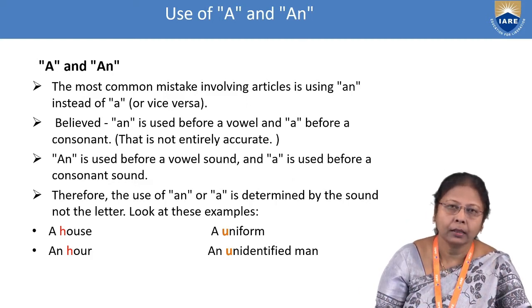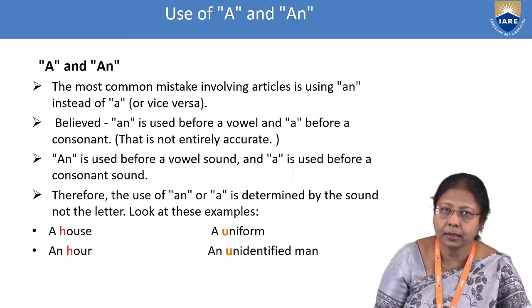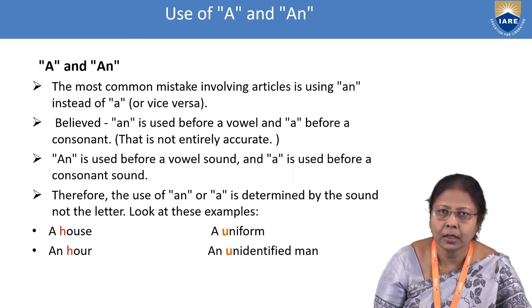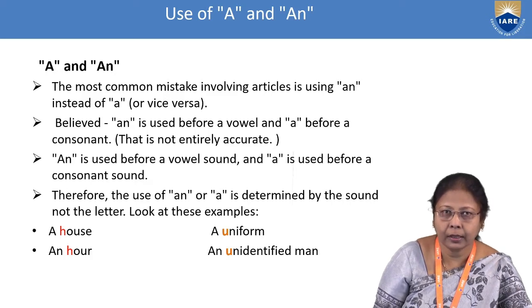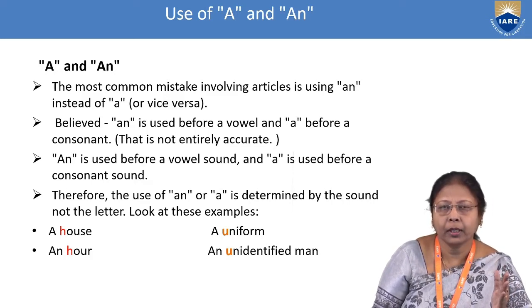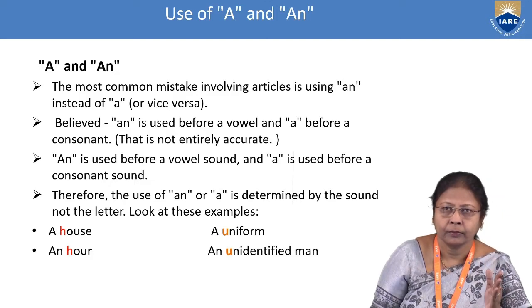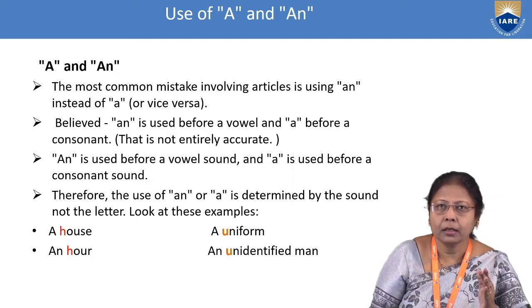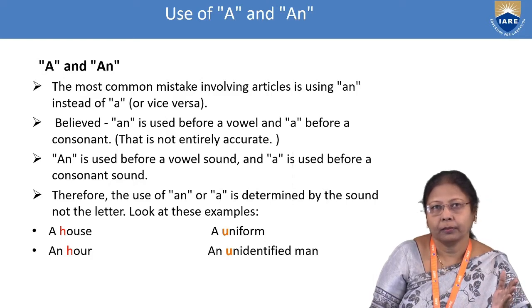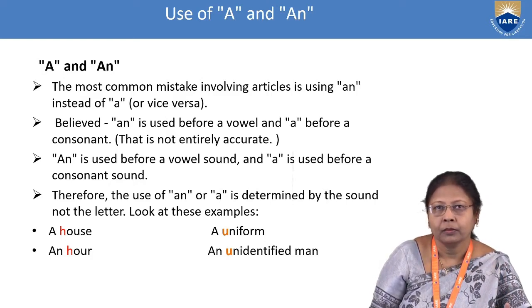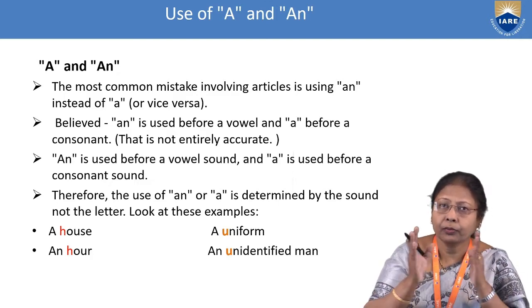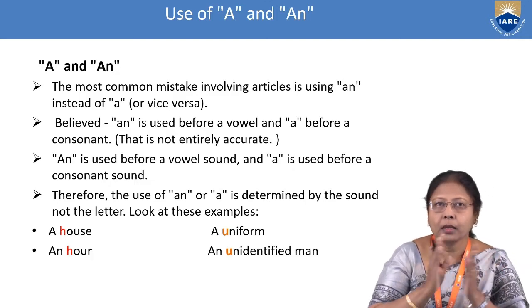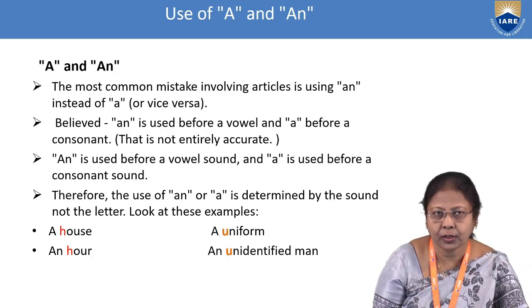So it is believed that an is used before vowels. Just now we discussed vowels: A, E, I, O, U. These are vowel letters. So many people believe that before vowel letters, an is used. But it is not correct. Not before vowel letters, but before vowel sounds. We have to rectify our expression slightly.